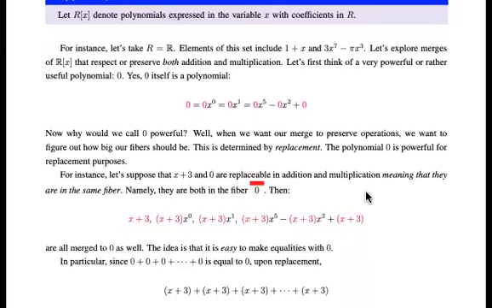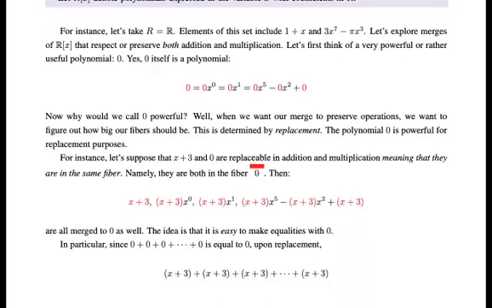Okay, so let's look at an example, and we'll build this one up a bit. When we want to merge two polynomials together, namely the 0 polynomial, there's lots of different ways of thinking about the 0 polynomial, and maybe the polynomial x plus 3. Let's suppose we want to merge 0 and x plus 3 together, and let's consider the fiber 0 bar, and we want this merge to preserve addition and multiplication.